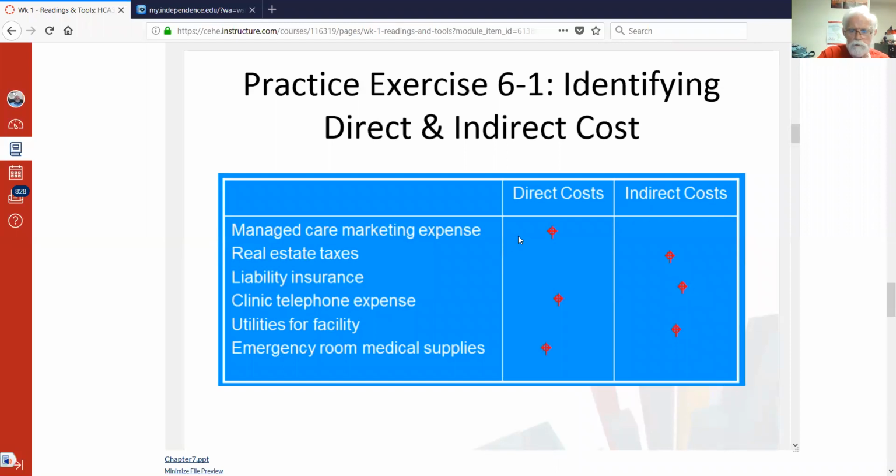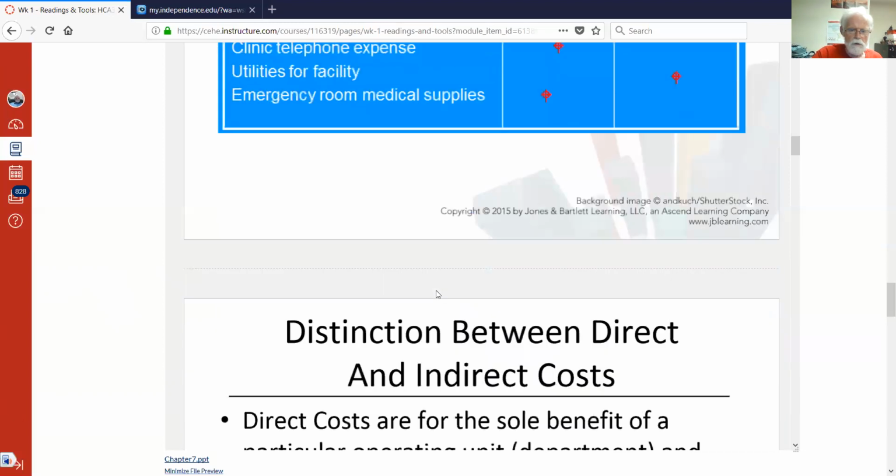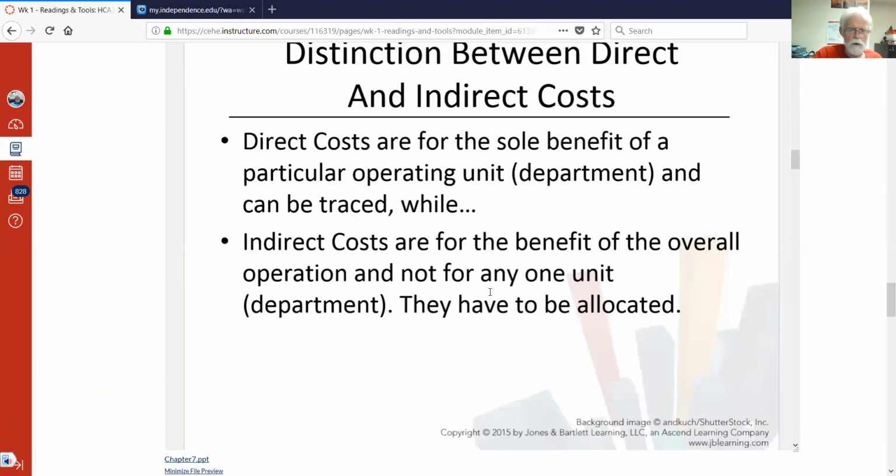So we've got direct costs. We're assuming here that this is attributed to a specific clinic. So managed care, marketing expense, telephone expense, and ER medical supplies, those are direct costs. The indirect costs are taxes of varying types, real estate, liability insurance, utilities for the entire facility. You take a portion of that and account for it against those departments.